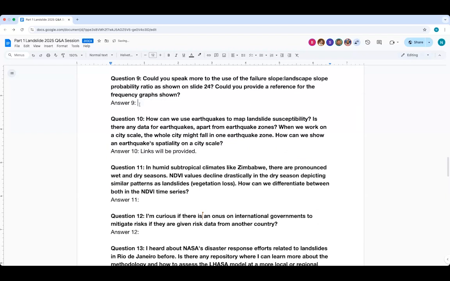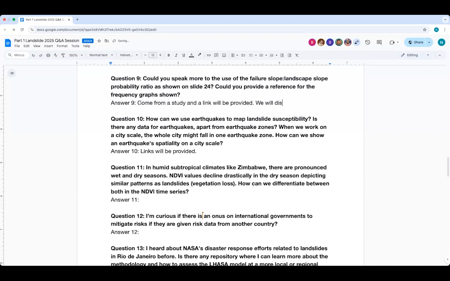So the question here was about slide 24. Those frequency graphs that are shown actually come from a study that I led a couple of years ago. More specifically, the detail of that, we'll talk a bit more about in part 3 of this training, but I will ensure that a link to that open access study is provided in answering this question. Yeah, so happy to provide that information.